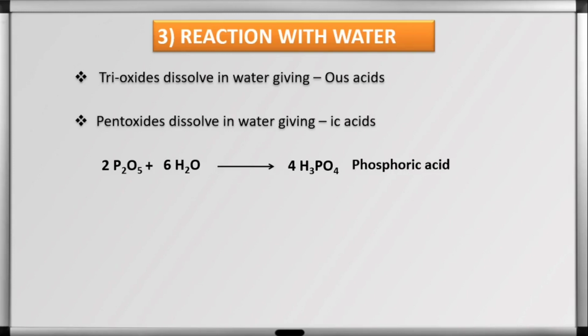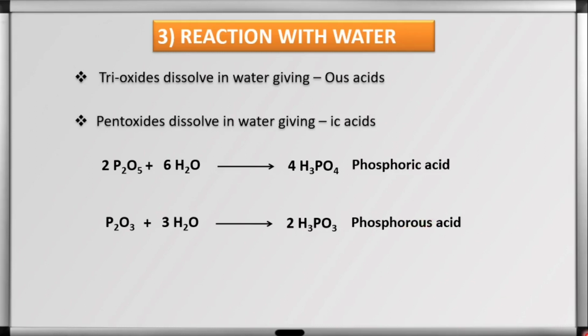See here, what suffix did we use here? IC. Okay, so when pentoxide dissolves in water, we get phosphoric acid. Now, when trioxide, phosphorus trioxide, dissolves in water, we get phosphorus acid. So here the suffix is OUS. This is the important point, note it.